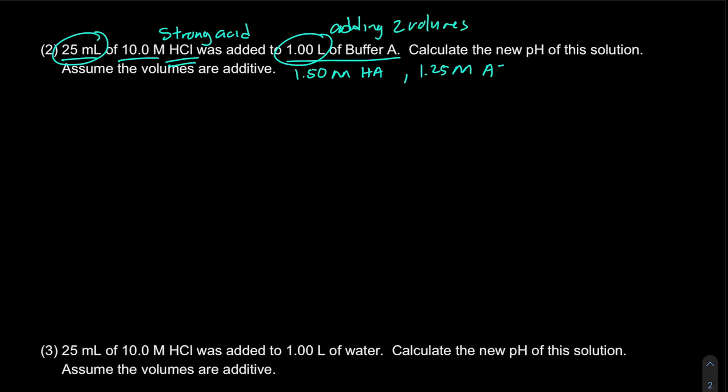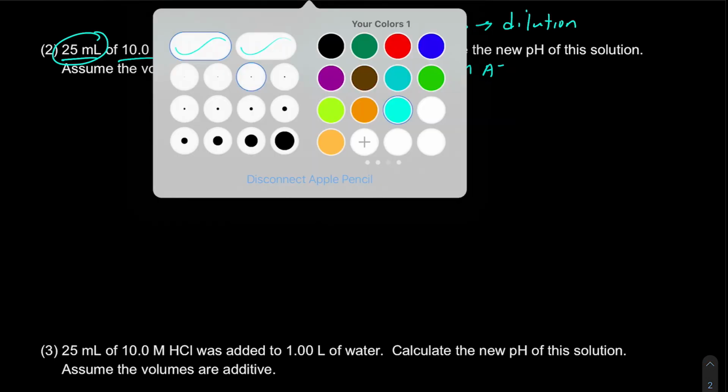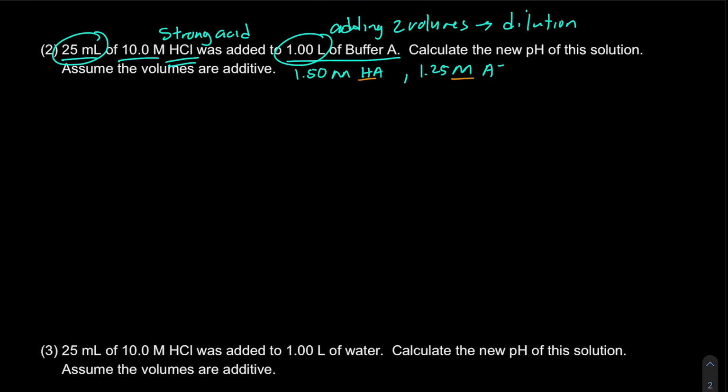So if we're adding 2 volumes, what that's going to mean is that we're going to need to account for dilution. Or if we simplify this a little bit and think we still have a buffer solution, instead of looking at molarity, let's go ahead and look at moles, because moles will not change upon dilution. We'll still have the same moles of solute.